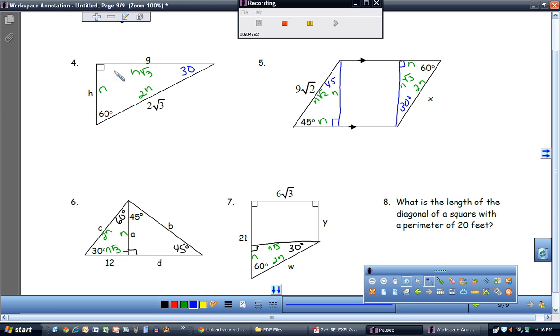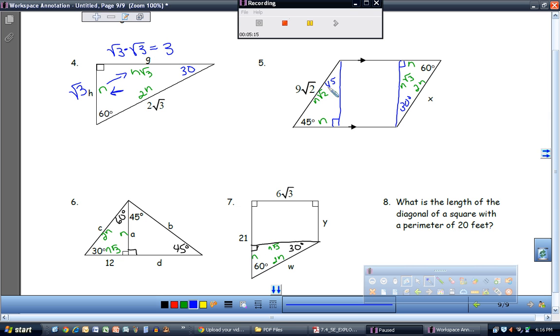Okay, so now I have a 30, 60, 90 triangle, and I have my ratios of the sides marked. And I want to go back to my home base first. So to get from here to here, I'm going to divide by 2. So this would be the square root of 3. And to get from here to here, I multiply by the square root of 3. So the square root of 3 times the square root of 3 equals 3.